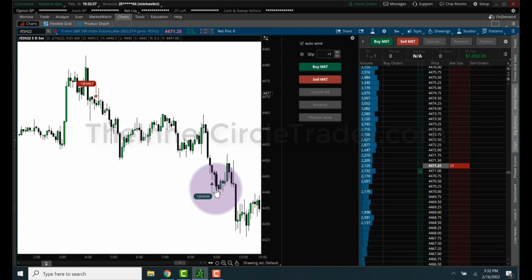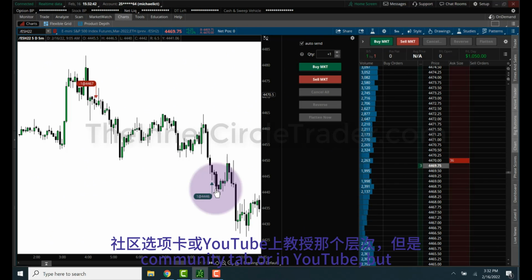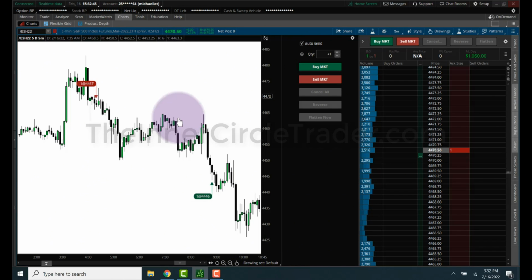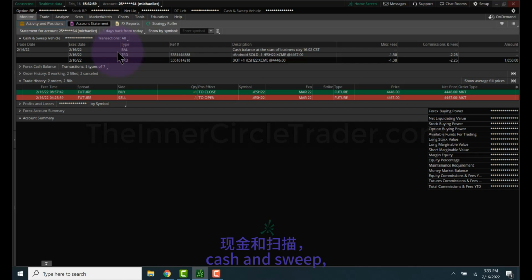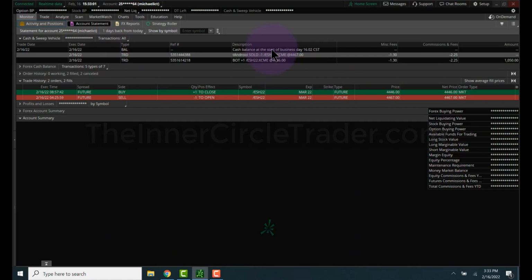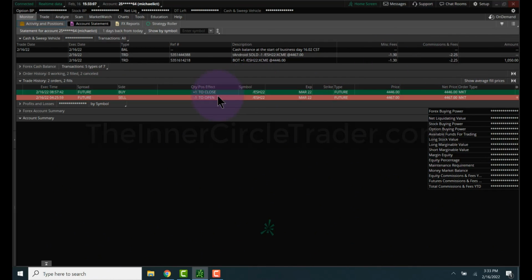You don't see me obviously doing the trade because I'm not teaching that level on the community tab or in YouTube, but I wanted to show because I got a question from one of the members. Can we see the trade? Yes, here's the trade here. If you go over to the monitor tab, cash and sweep, you can see it. There's the trade, the commissions and such, and the actual entries and the times that the trades were placed. And that's going to be it. Let's go over to TradingView.